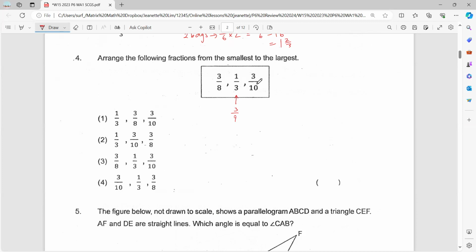Which one is the smallest? Now, for the smallest fraction, the denominator is the biggest. The bigger the denominator, the smaller the fraction. So the smallest is this one. Put one smallest, then followed by this and this. Okay, starting with 3/10. So number 4: 3/10, 1/3, and 3/8.